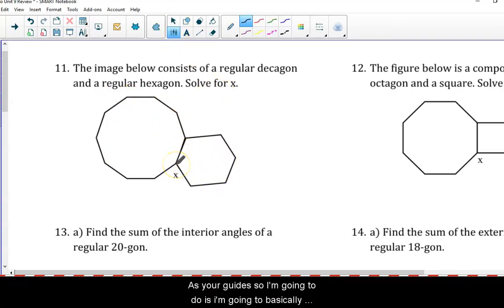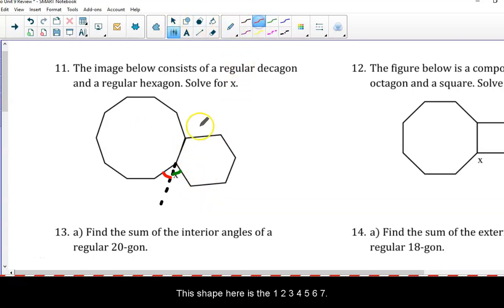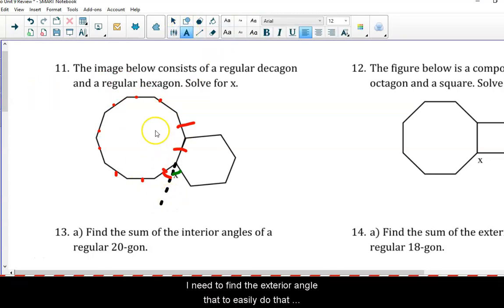So what I'm going to do is basically make an exterior angle here. I want to figure out what this guy is right here and what this guy is right here. And I can easily do that by figuring out the exterior angles. So this shape here is a 1, 2, 3, 4, 5, 6, 7, 8, 9. It's a decagon, a 10-sided shape. All right, so I need to find the exterior angle of that.